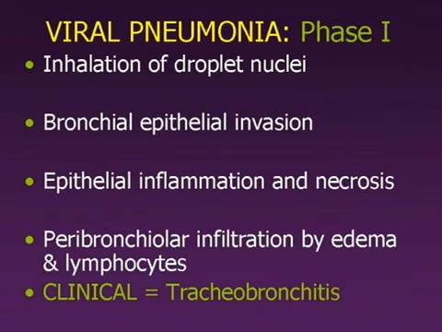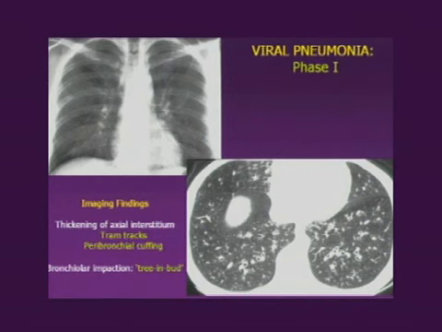The infectious particle invades the bronchial epithelium and causes epithelial inflammation and necrosis. Peribronchiolar inflammation and edema follows. Lymphocytes infiltrate the peribronchiolar area, and clinically we have a viral tracheobronchitis. The imaging findings at this stage consist of thickening of the axial interstitium, bronchial wall thickening, which can be appreciated on a radiograph primarily as thickening of the ring structures, best appreciated usually in the perihilar region.